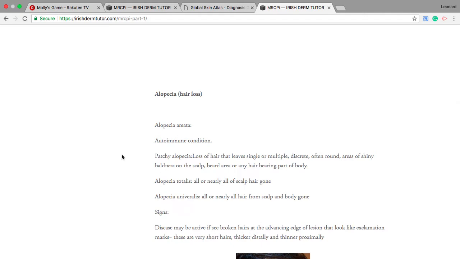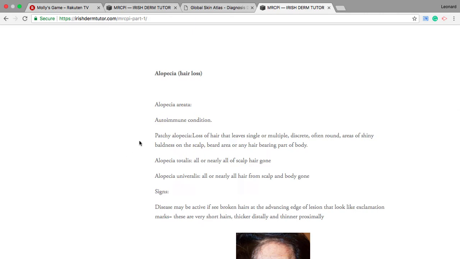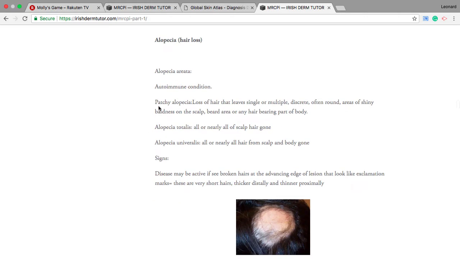And one common type of alopecia is alopecia areata. So this is an autoimmune condition, and it can present in a variety of ways. Probably the commonest one is where you get a patchy alopecia. So that's kind of loss of hair that leaves single or multiple discrete, and they're often round, areas of baldness on the scalp. But it can affect other areas such as the beard area or any other hair-bearing part of the body. Alopecia totalis is where all or nearly all of the scalp hair is gone, and alopecia universalis is where all or nearly all of the hair from the scalp and the body is gone.